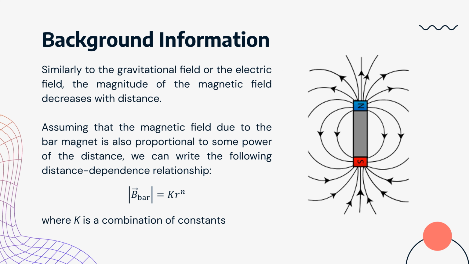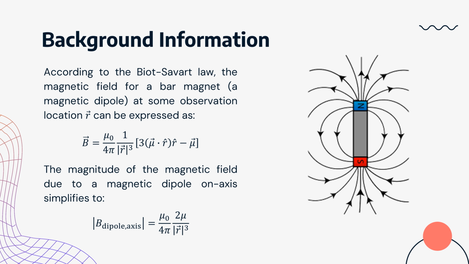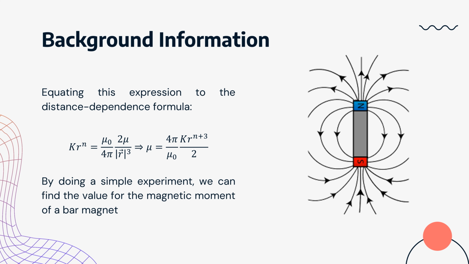Assuming that the magnetic field due to a bar magnet is proportional to some power of the distance, we can write the following distance dependence relationship, where k is a combination of constants. Through the general Biot-Savart law, we can find the magnitude of a magnetic field due to a magnetic dipole on axis by simplifying the expression. Equating this expression to the distance dependence formula, we can derive an expression for the magnetic moment of the bar magnet, and by doing a simple experiment, we can find the value for this magnetic moment.